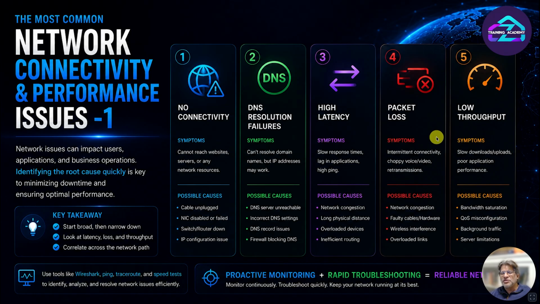Then there is the possibility of packet loss here. Number 4 is packet loss here. If you have intermittent connectivity, choppy voice or video transmissions, right? This can happen due to, of course, network congestion. There's too much traffic on the network. Faulty cables, hardware, could be wireless interference, could be overloaded links, but also could be due to misconfiguration.